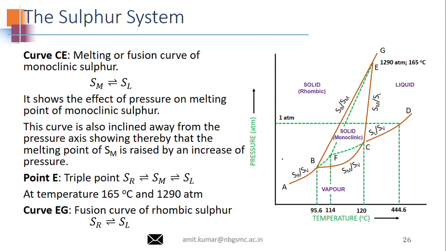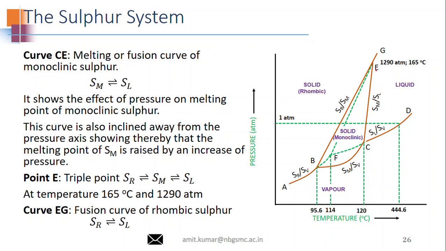Now look at curve CE. This curve CE has a slight inclination away from the pressure axis. So we can also say that this is the fusion curve of monoclinic sulfur, where by increasing the pressure, the melting point starts increasing. This curve CE represents the phase boundary between solid monoclinic and liquid sulfur.